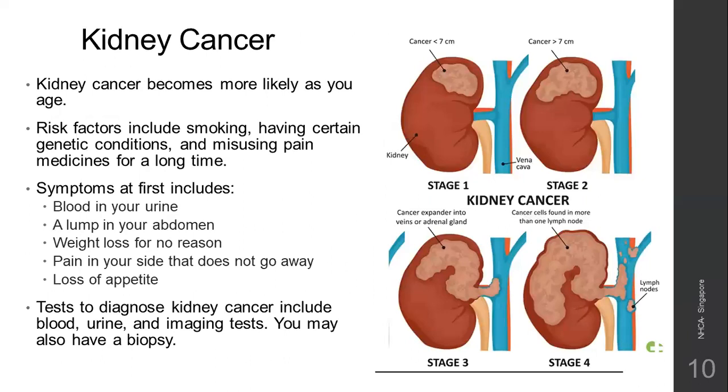Next is kidney cancer. Kidney cancer becomes more likely as you age. As you progress, your chance of getting kidney cancer increases, specifically if you have a blood relative who has suffered from kidney cancer. Your risk doubles after you have crossed midlife. After 35, 40, the risk of developing kidney cancer can double.